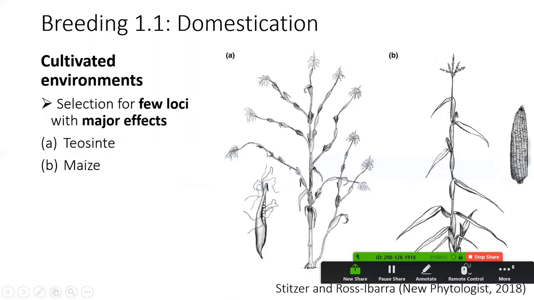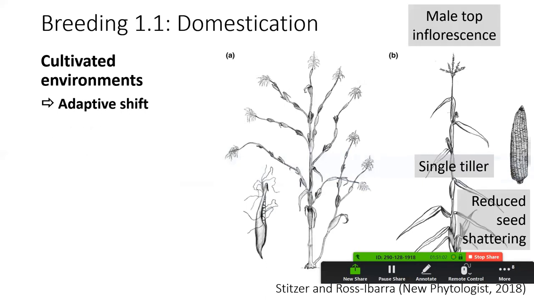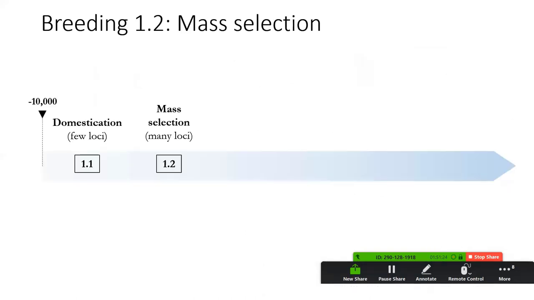The domestication really consisted of moving existing wild species into a new environment. And so that was an adaptive shift that in maize, for example, consisted of moving from a branch architecture to a single stalk architecture, and also having determinate growth with a male top inflorescence and reduced seed shattering. Those were controlled by loci that were typically quite few and had large effects.